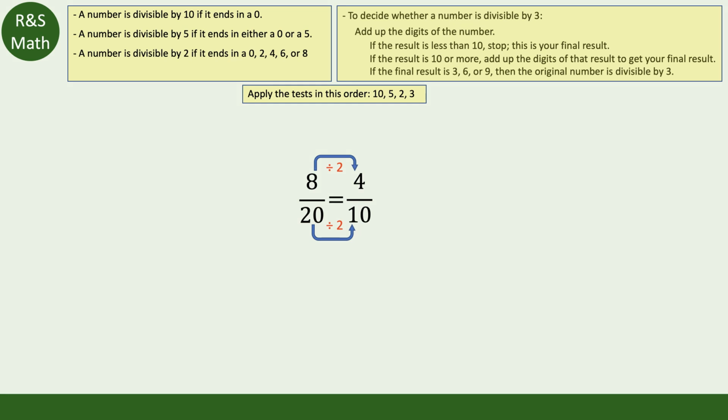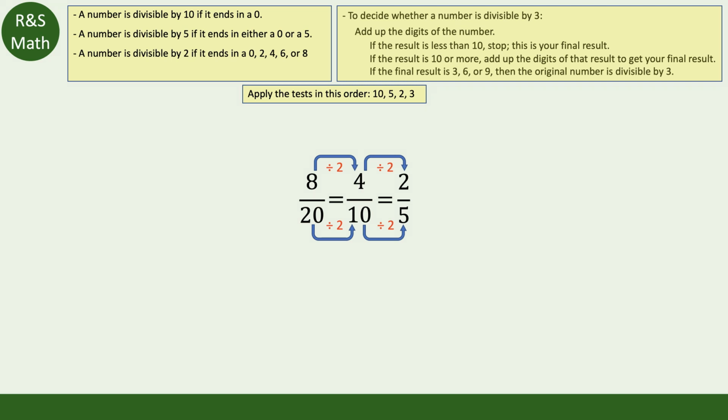We have to ask ourselves whether there are numbers that divide evenly into both 4 and 10. Since the divisibility tests for 10 and 5 failed for the original fraction 8/20, we do not have to try them again. But the divisibility test for 2 did work with 8/20, so it is possible that it might work again with 4/10. 4 and 10 both are even numbers, so both are divisible by 2. 4 divided by 2 is 2, and 10 divided by 2 is 5. So an even simpler form of 8/20 is 2/5.